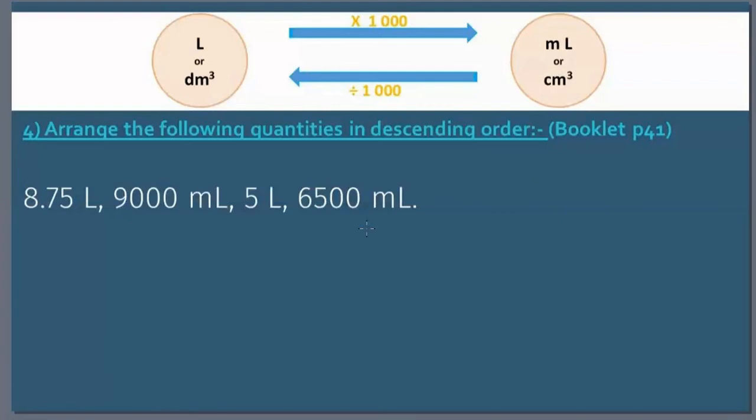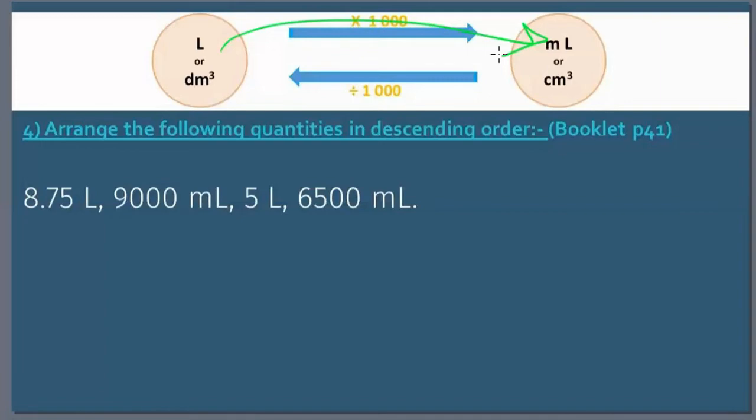Now we have an important point here. Arrange the following quantities in descending order. Before you arrange them, you must make them of the same unit. So I need to convert all of them to the same unit first. I will convert 2 liter or milliliter. You can choose as you like. For me, I will convert from liter to milliliter by using multiplication. So I will multiply by 1,000.